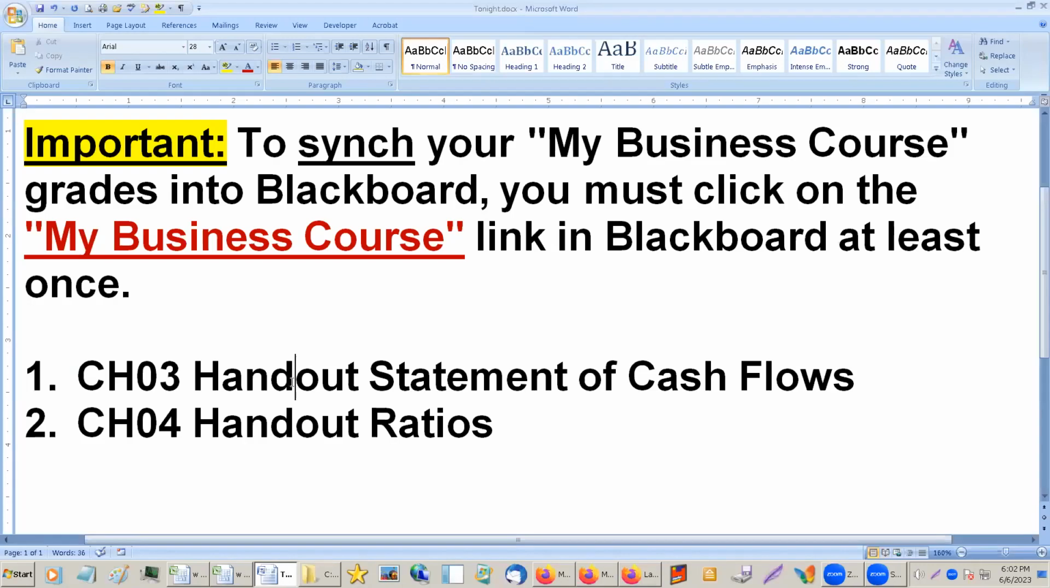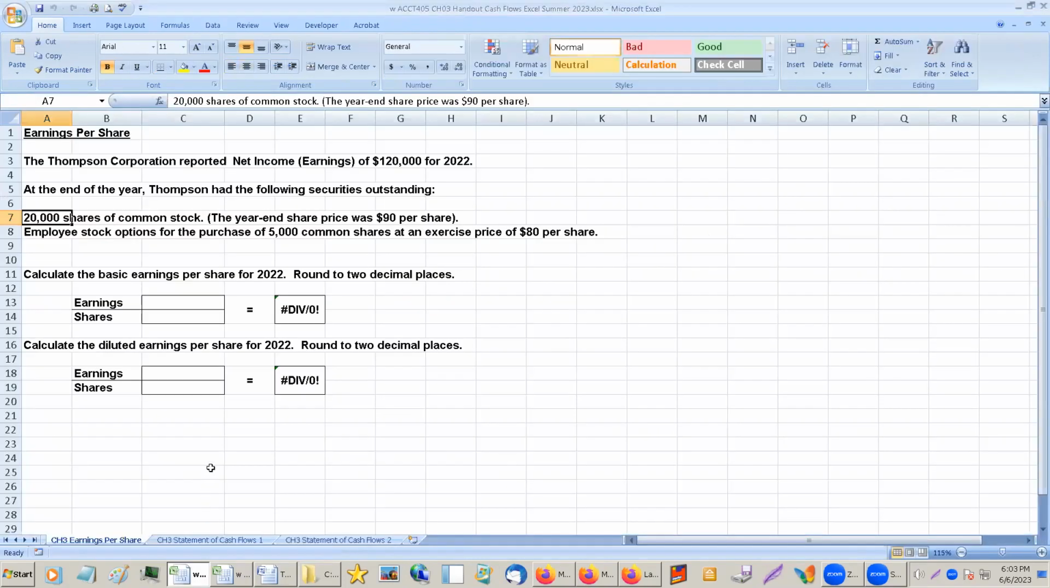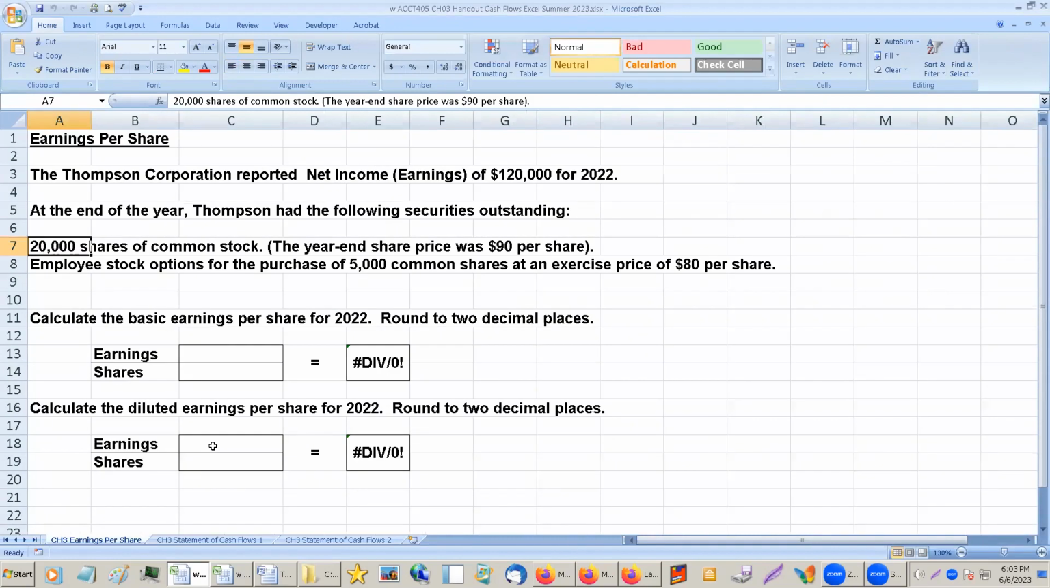Okay, today we're going to start off with chapter 3, statement of cash flow. There's actually a little bit of other stuff in there too, but let's go ahead and click on that. The first one's pretty easy. It's earnings per share. And by the way, you got these Excel handouts that you can use when you're taking the test or doing the homework.